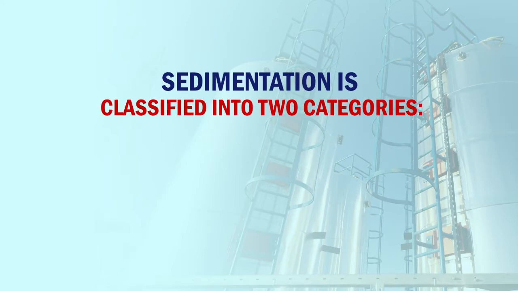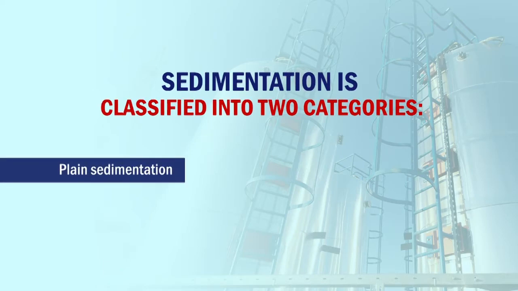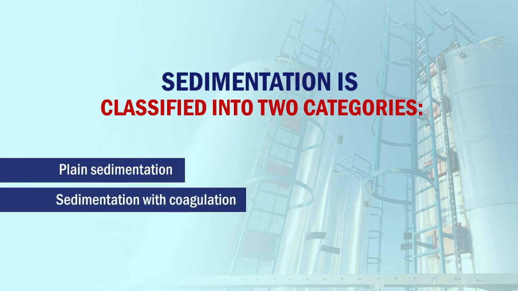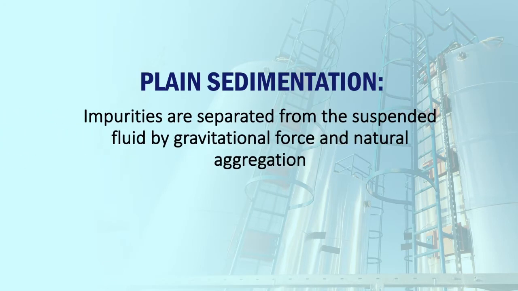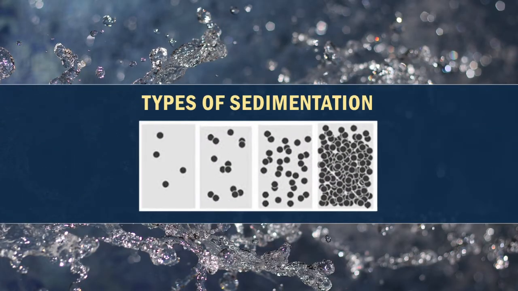Sedimentation is classified into two categories: plain sedimentation and sedimentation with coagulation. In plain sedimentation, impurities are separated from the suspended fluid by gravitational force and natural aggregation. In sedimentation with coagulation, the addition of chemical substances known as coagulants increases the aggregation. Finely divided suspended as well as colloidal matter are made to settle here.